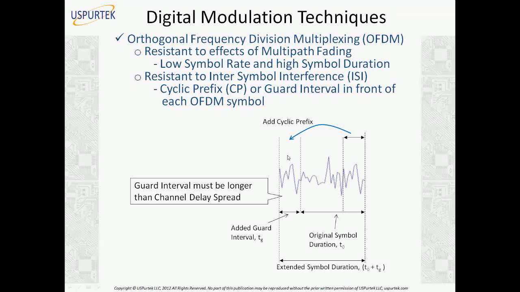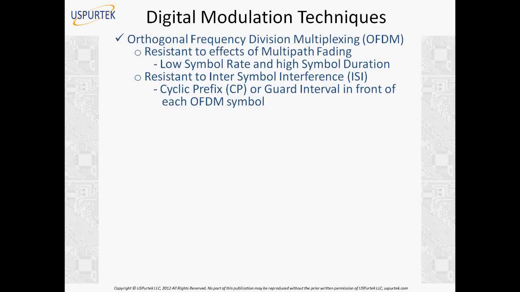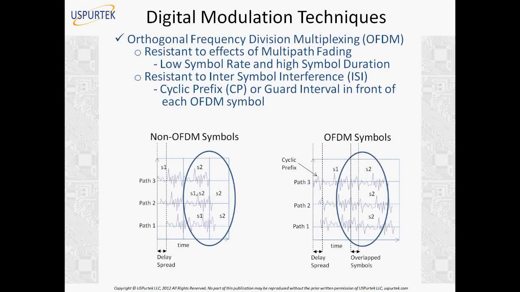Now here is a little illustration to show how this happens. In the case of non-OFDM symbols, there is no prefix here. So you have all these symbols overlapping, coming from path 1, path 2, and path 3. Here you see both symbol 1 and symbol 2 overlapping with each other, so you will lose your data or information because there is inter-symbol interference. Whereas in the case of OFDM symbols, you have a cyclic prefix, which is a repeat of the tail part of the signal. Here, it's much better.